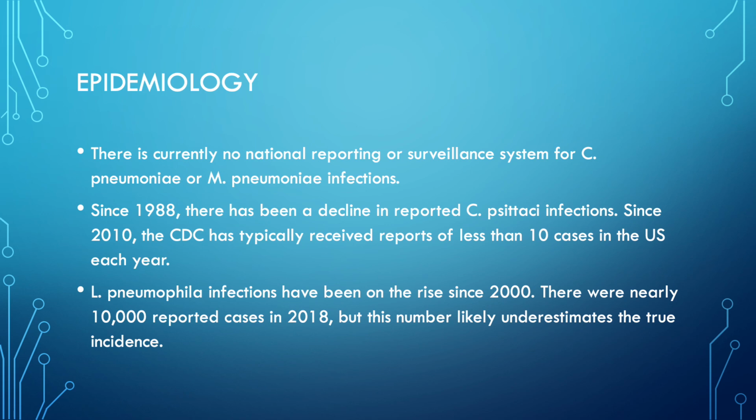There is currently no national reporting or surveillance system for C. pneumoniae or M. pneumoniae infections. However, the true number of people affected by these pathogens is unknown and it's likely underestimated. Since 1988, there has been a decline of reported C. psittaci infections. Since 2010, the CDC has typically received reports of less than 10 cases in the United States per year.